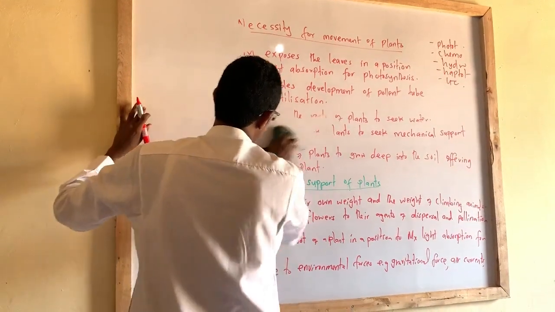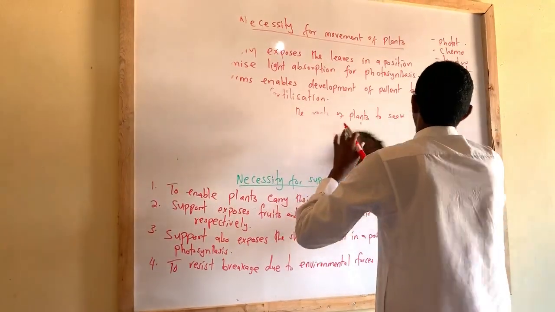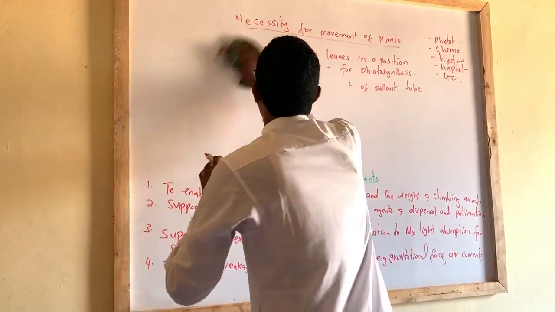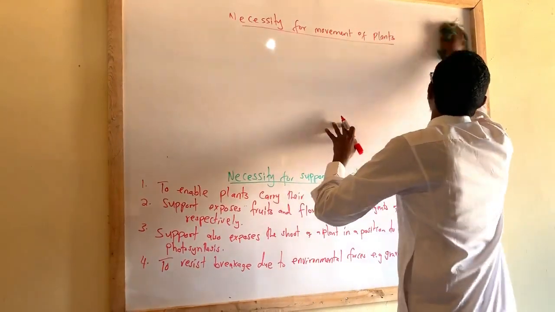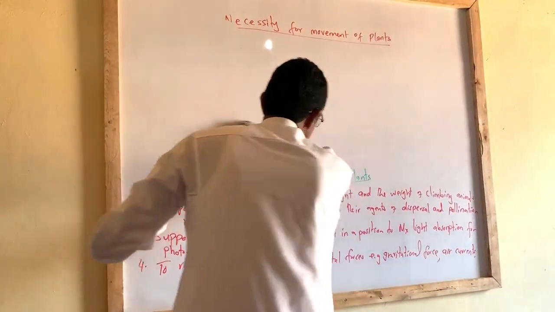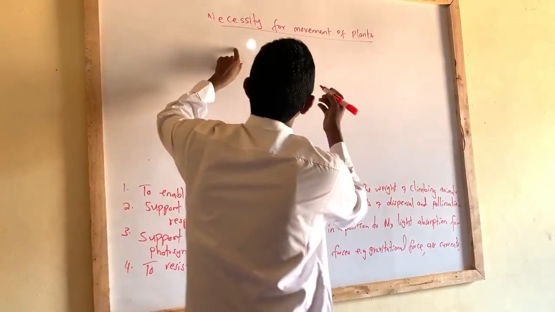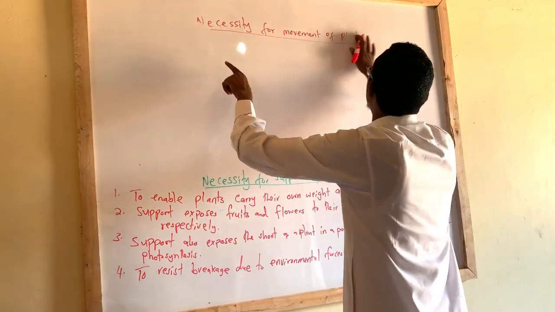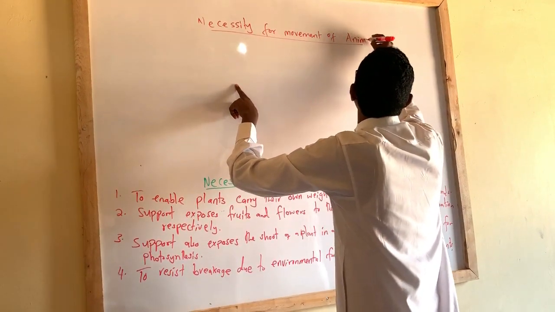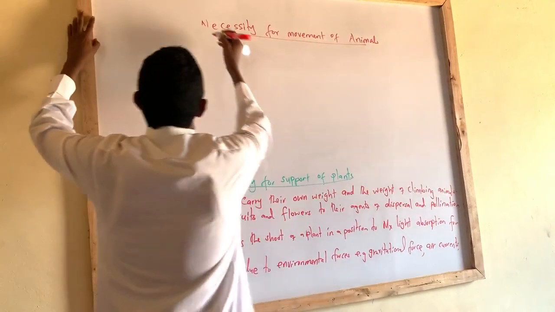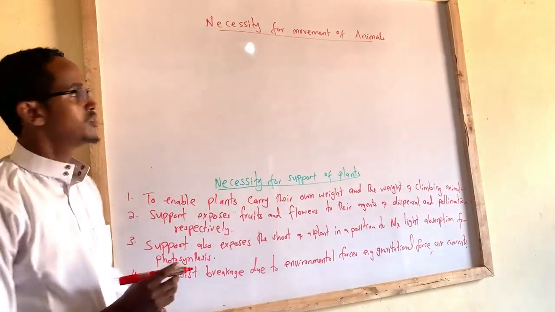Just like plants, animals also do move. They do move, but you want to see why. Why do they have to move? They need support just like plants. Good. Necessity for movement of animals. Why do animals need to move?